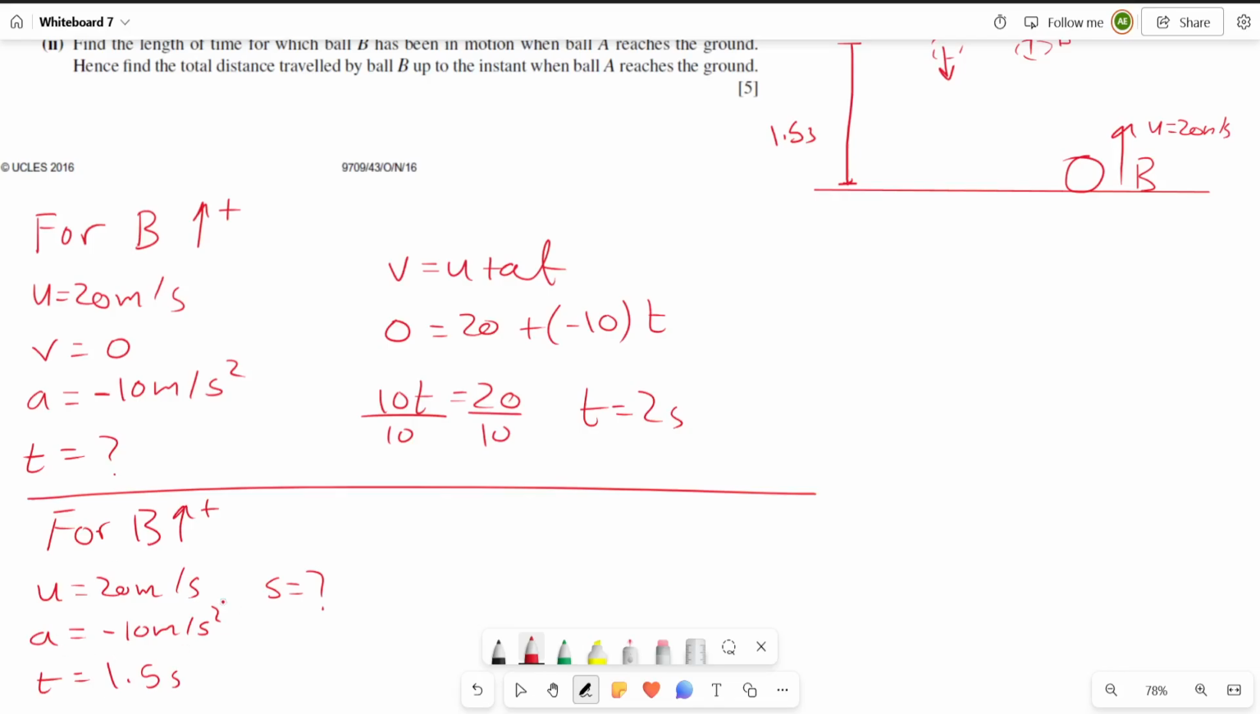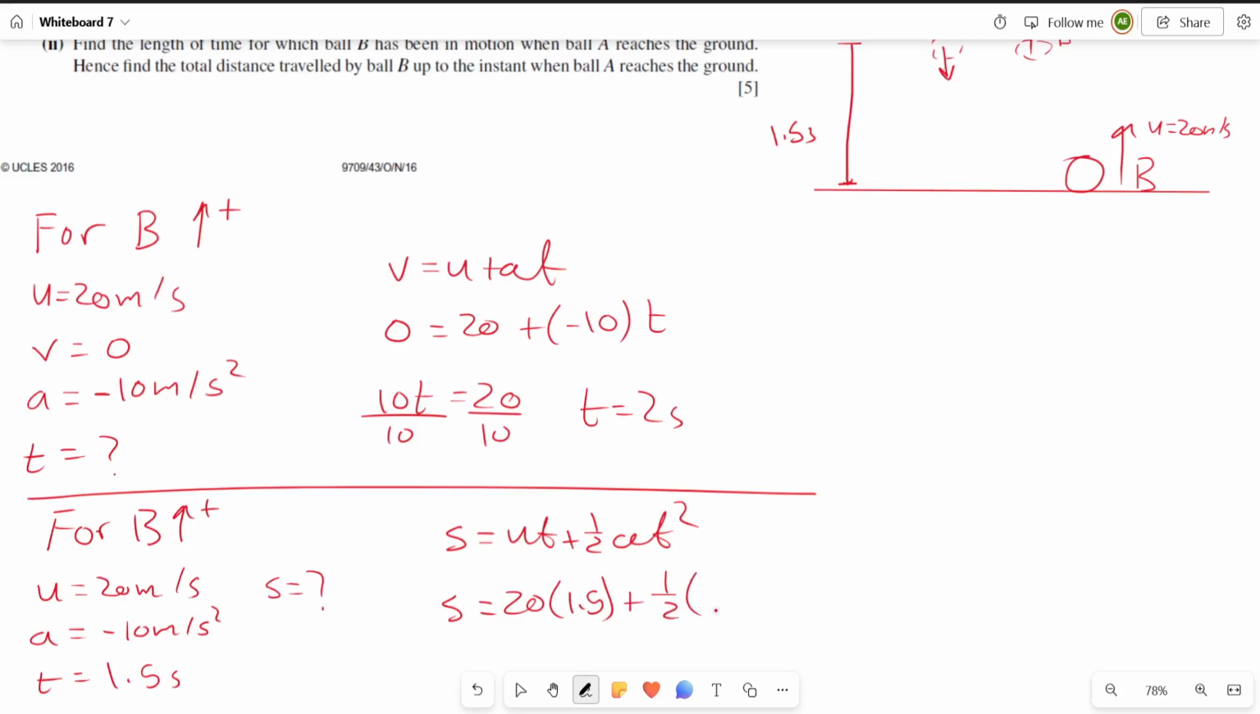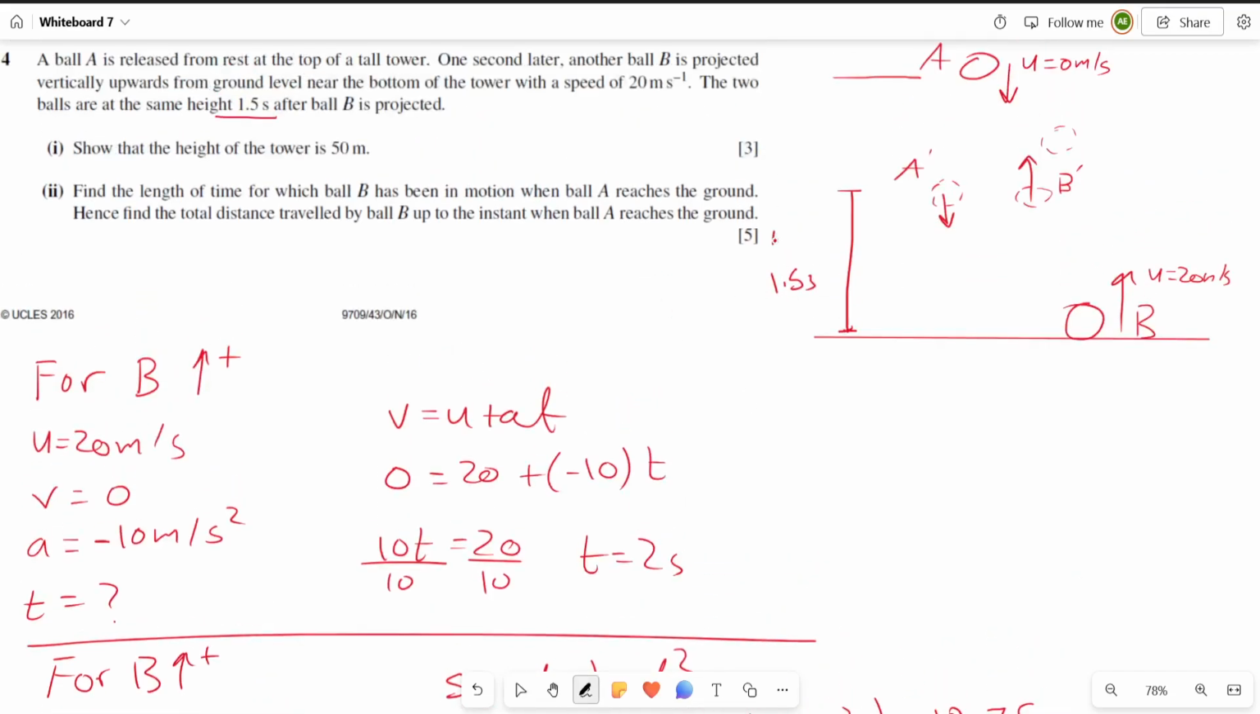The value I didn't mention here is V, so I'm going to use the equation that doesn't include V, which is S equals UT plus half AT squared. So S is going to equal U, which is 20, times time, which is 1.5, plus half times acceleration, which is negative 10, times time, which is 1.5 squared. And this should give me an answer of 18.75 meters. So it took 1.5 seconds and 18.75 meters from the bottom.